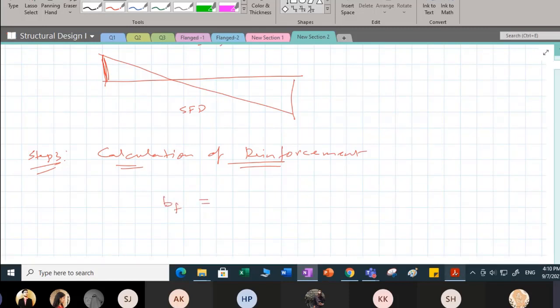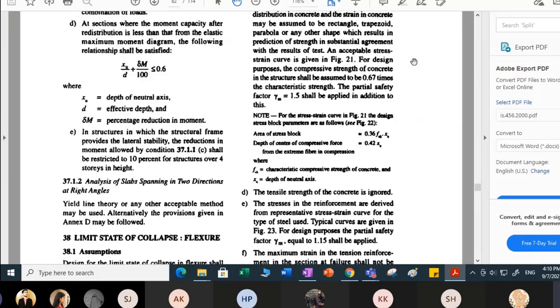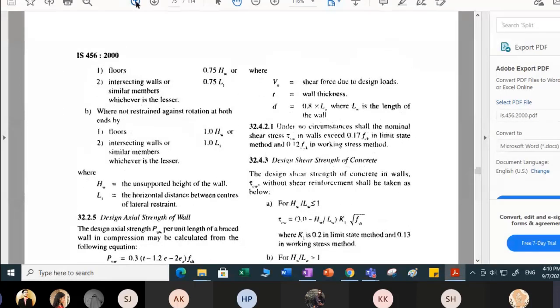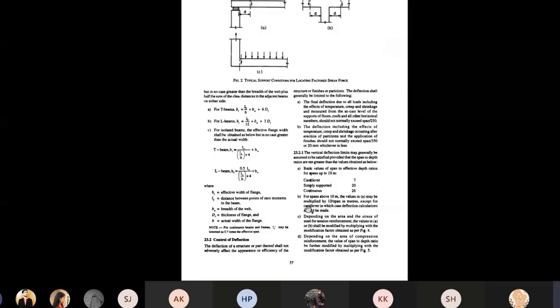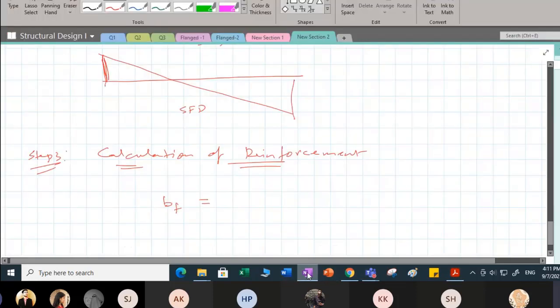So the effective width of the flange, I assume you know how to compute it. It is there in the code: L0 by 6 plus 6 times depth of flange plus width of web. But let me show you where exactly it is given. Here you can see page number 37. For T beams, the effective width of flange is L0 by 6 plus width of web plus 6 times depth of flange. So this is given to you. I can compute the effective width of flange as L0 by 6 plus 6 times depth of flange plus width of web.